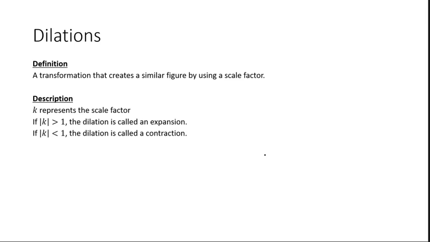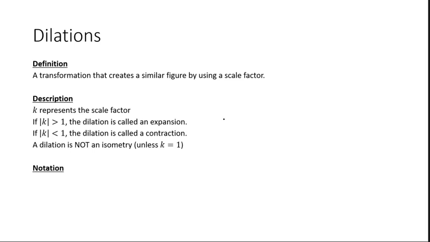Because the size is changing, a dilation would not be an isometry, because an isometry requires the lengths or the measurements to stay the same. The only time a dilation would be an isometry is if K is equal to 1, meaning the scale factor is 1 to 1, or the shapes are identical in size, which is not the norm. So most of the time, a dilation will not be an isometry.